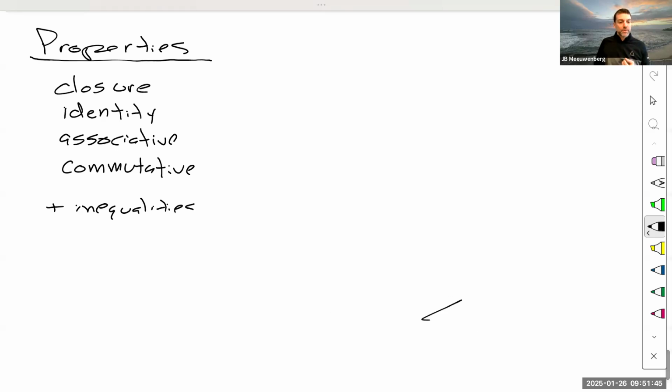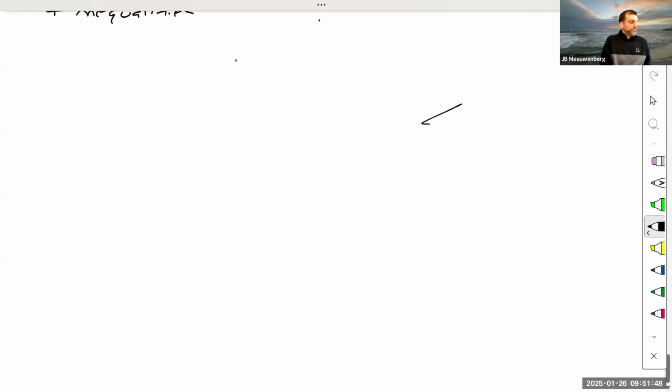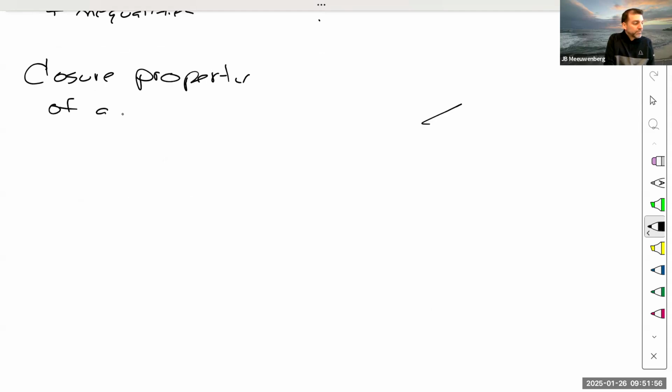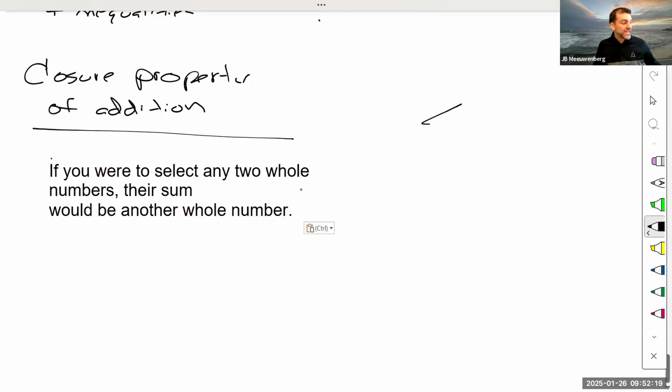We call it the closure property of addition. It's really as simple as this. If you remember earlier, in a previous video, how I defined what a whole number is. Remember, it's those numbers 0, 1, 2, 3, 4, 5. The closure property essentially states that if you were to select any two whole numbers, their sum would be another whole number.